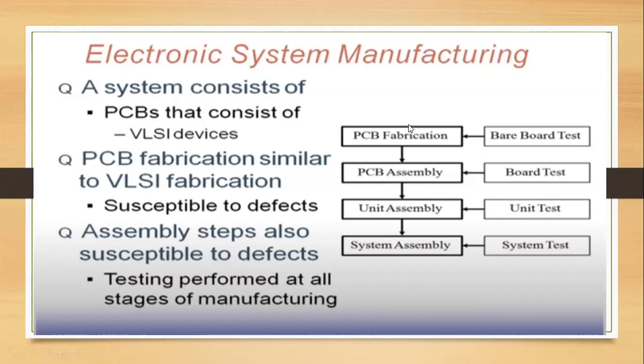Manufacturing. So next one comes out with the electronic system manufacturing. Within the electronic system manufacturing, what different types of test do we have over there? The system consists of PCBs that consist of VLSI devices. As we know, a PCB can consist of VLSI devices to be fabricated, right? So in this also, PCB fabrication testing is said to be a bare board test.